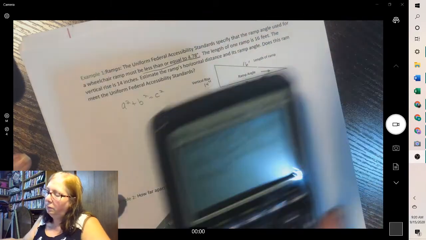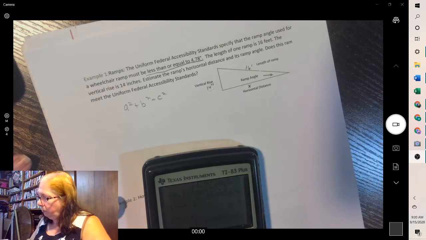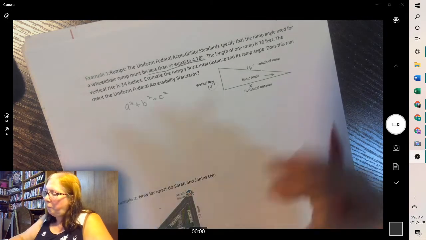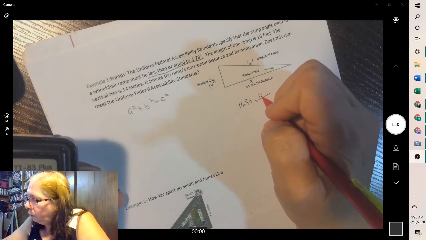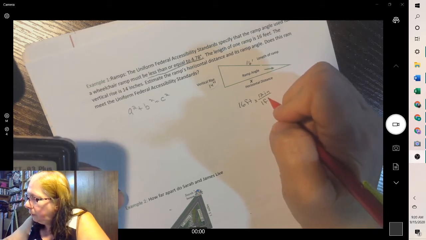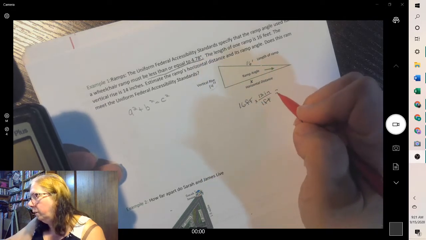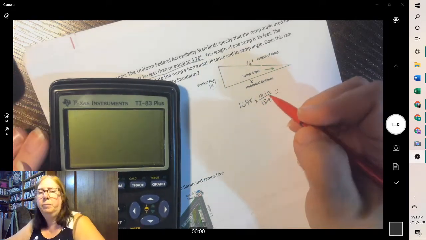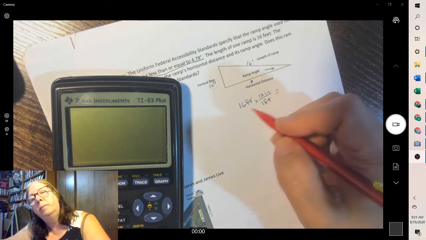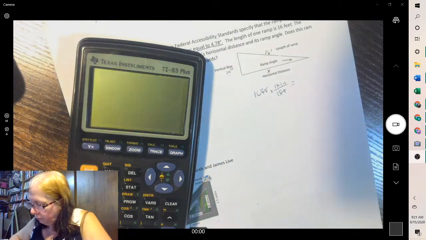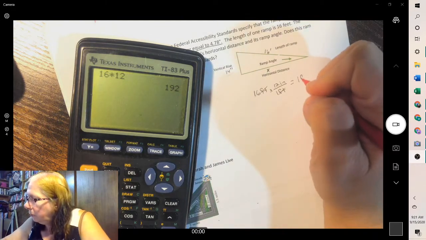It's 14. Yeah, it would be repeating. You don't want the decimal. So we have 16 feet. We know that 12 inches is 1 foot. I put the feet on the bottom so feet would cancel. So you're just multiplying. You don't have to use the proportion, but sometimes it helps so that you know whether you're multiplying by the 12 or dividing. But it's 16 times 12. We get 192 inches.